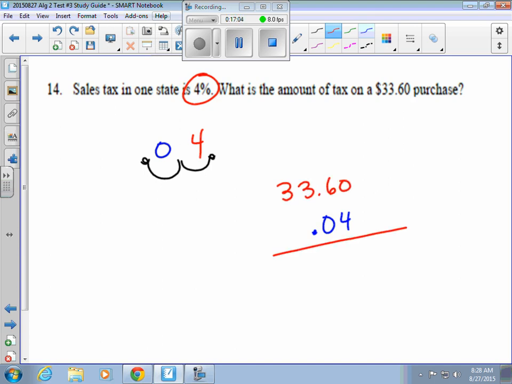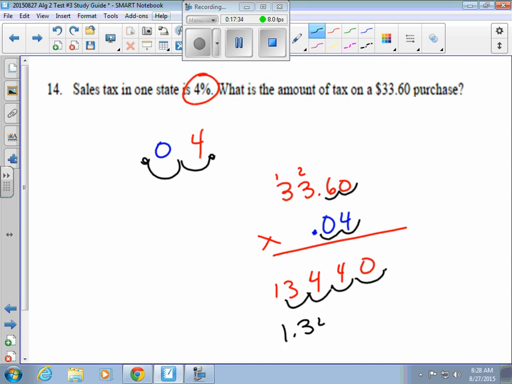3360 multiplied by that. 4 times 0 is 0. 4 times 6 is 24. Carry your 2. 4 times 3 is 12. Plus 2 is 14. Carry your 1. 4 times 3 is 12. Plus 1 is 13. Then move your decimal the appropriate amount of times. We have to move your decimal 1 time, 2 times, 3 times, 4 times. So from here, 1, 2, 3, 4 times, 1.344. So the question says, what is the amount of tax?